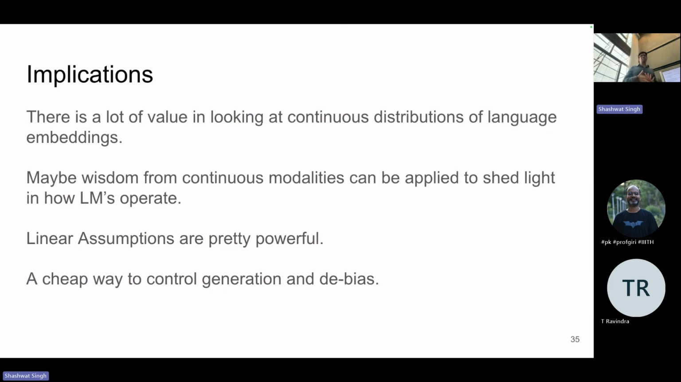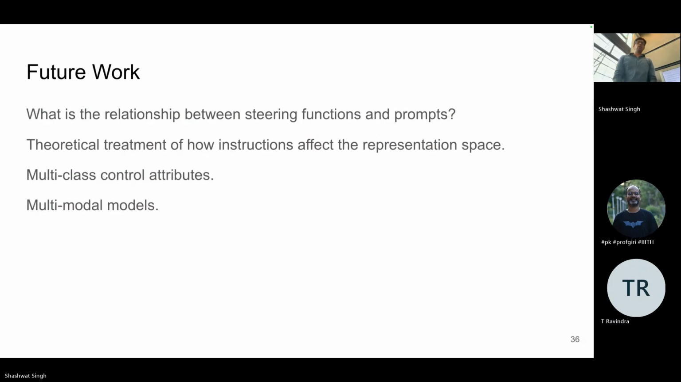Third one, which unsatisfies some people, is just that linear assumptions are very powerful. I mean, they're not the end of everything, but they are powerful. And finally, it just gives you a cheap way to do these things. For instance, the interventions that we have talked about have no backward calculation at all. It's just one forward pass, calculate everything in closed form, and just apply it as a linear layer. So that's nice in terms of quick ways of controlling language models.